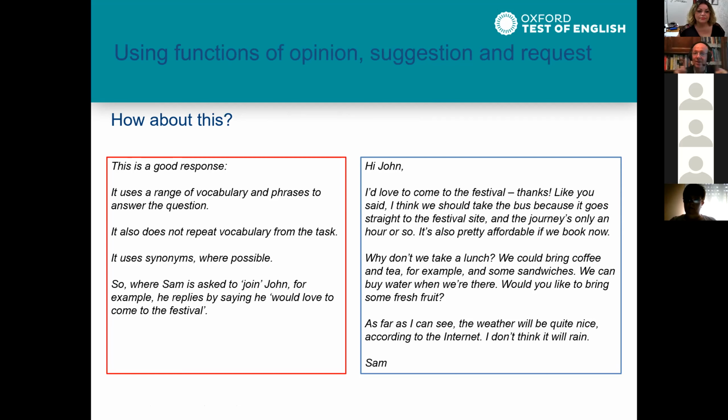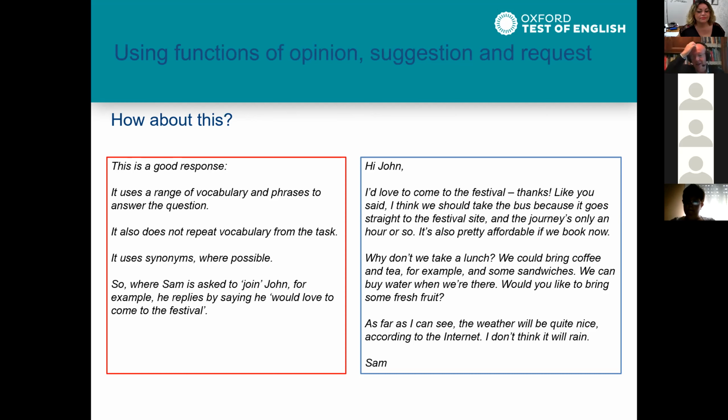Now, here we've got a conditional. It's affordable if we book now. Here now, we've got a suggestion. Why don't we take lunch? Okay. So what are we doing here? He's making a suggestion. And he's asking at the end, would you like to bring some fresh fruit? And at the end, I think the weather will be okay. No, as far as I can see, what a wonderful expression. The weather will be quite nice, according to the internet. I don't think it'll rain.